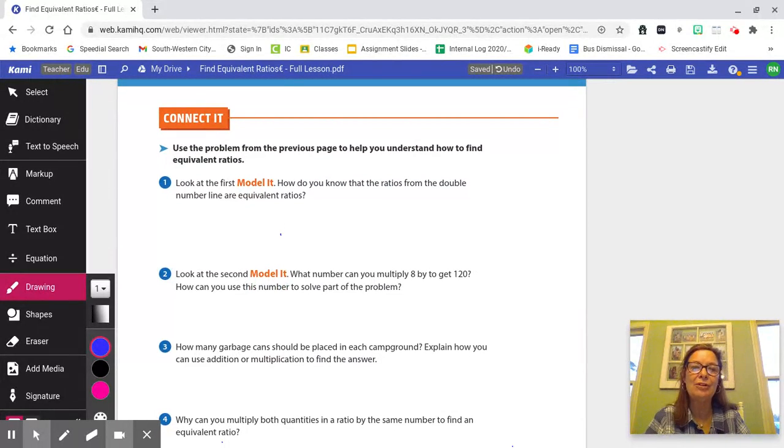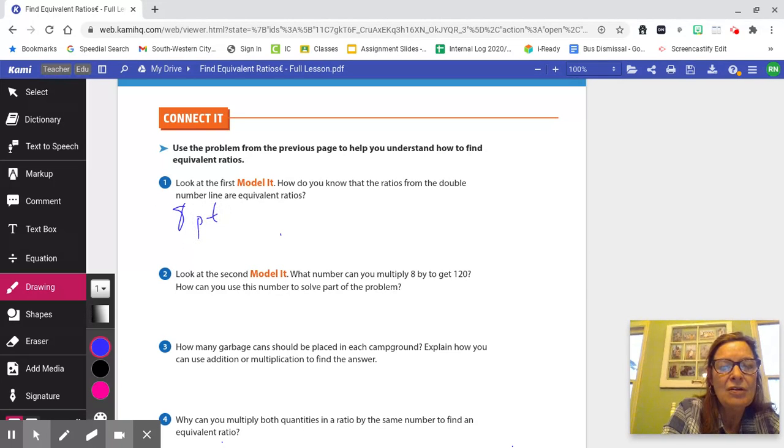Use the problem from the previous page to help you understand how to find equivalent ratios. Look at the first model. How do you know that the ratios from the double number line are equivalent? Well, we know they're equivalent because you can keep adding equal groups. So you keep adding equal groups of 8 picnic tables and 3 garbage cans to find the next number. And in each ratio there are always 8 picnic tables for every 3 garbage cans.